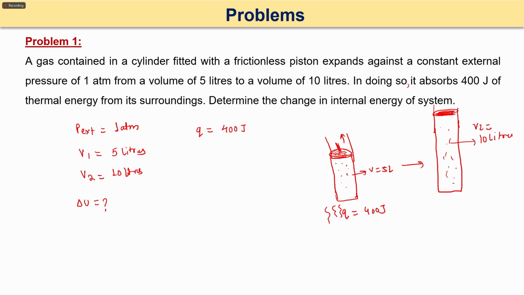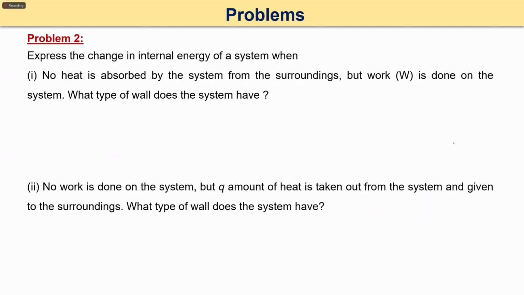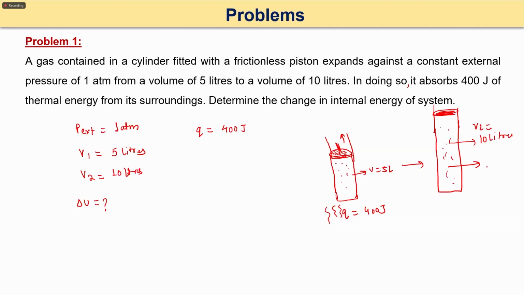Okay. So now they have asked for the change in internal energy. So we know that delta U is equal to Q plus W. We use plus W if work is done on the system. But here you can see that work is done by the system. So in this case, if work is done by the system, then we will use Q minus W.